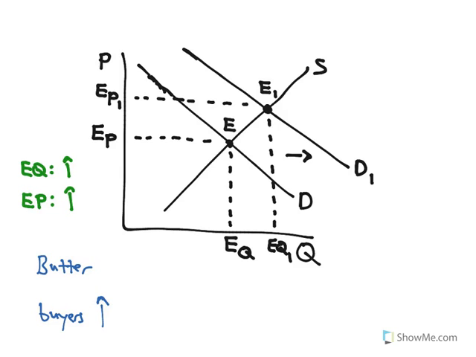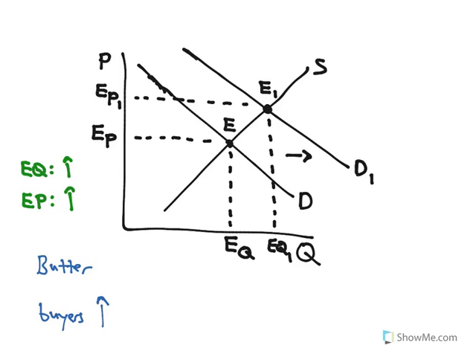A little tip about demand curve shifts. When a demand curve shifts right or left, the equilibrium quantity and price will both either increase if it's a right shift or decrease if it's a left shift. So if you have them going in opposite directions, you know you're doing something wrong. So that's a demand curve shift.